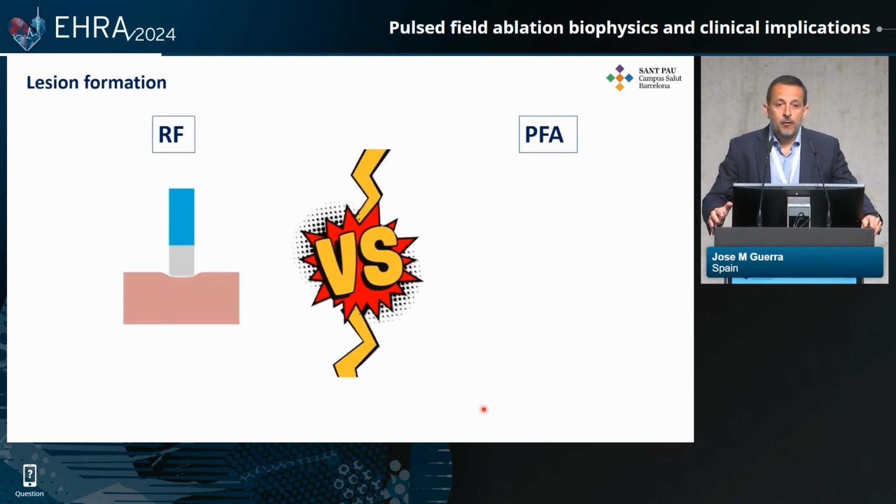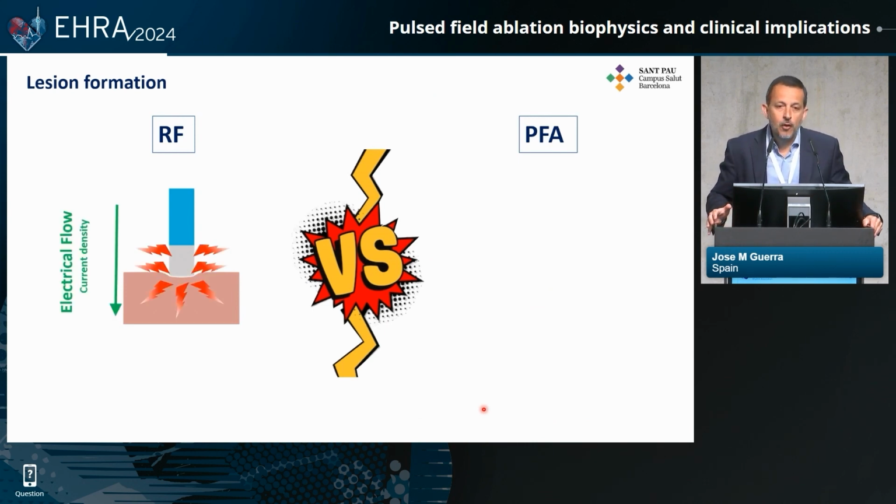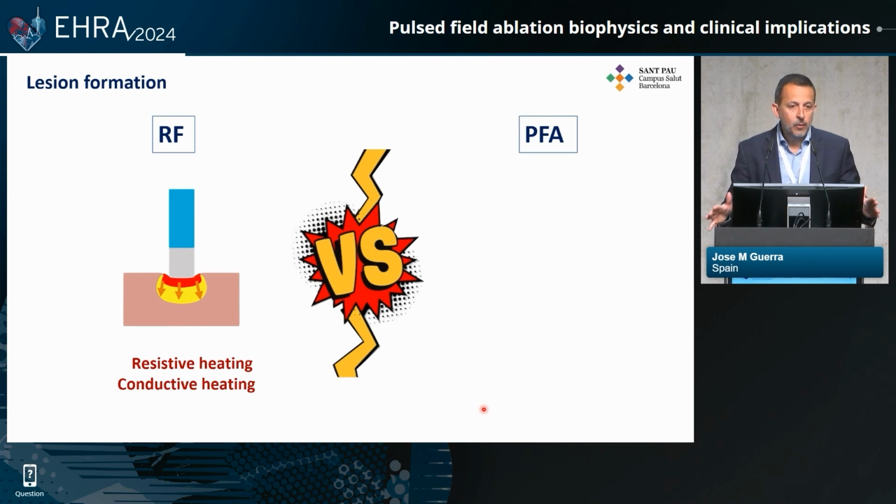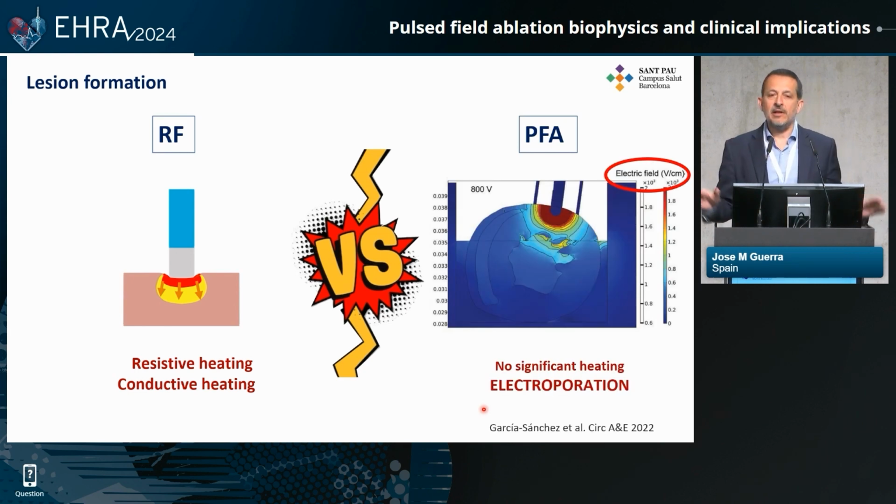For radio frequency, what we do is make current flow through our catheter. That current gets into the tissue, and we create resistive heating. We create heat that creates a lesion, and that heating goes away from that area, creating conductive heating, and there we have our lesion. With PFA, we are in a totally different scenario. We don't want heat at all. This is not thermal lesion creation.